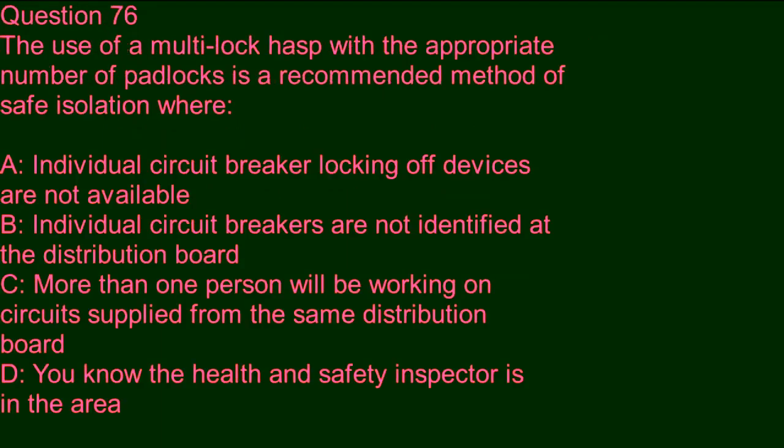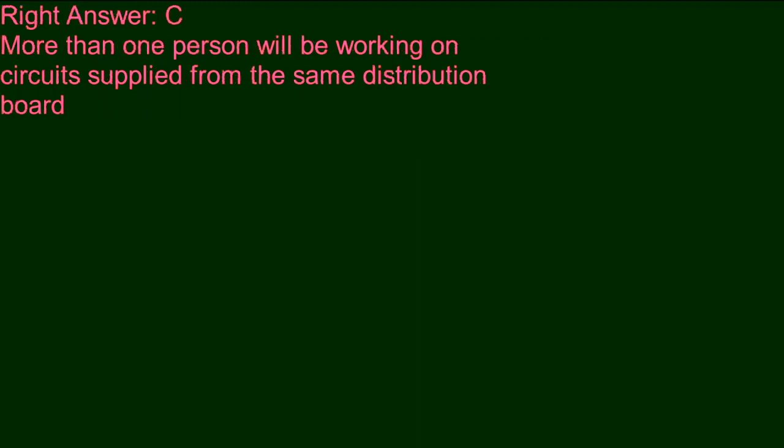Question 76. The use of a multi-lock hasp with the appropriate number of padlocks is a recommended method of safe isolation where A. Individual circuit breaker locking off devices are not available. B. Individual circuit breakers are not identified at the distribution board. C. More than one person will be working on circuits supplied from the same distribution board. D. You know the health and safety inspector is in the area. Right answer, C. More than one person will be working on circuits supplied from the same distribution board.